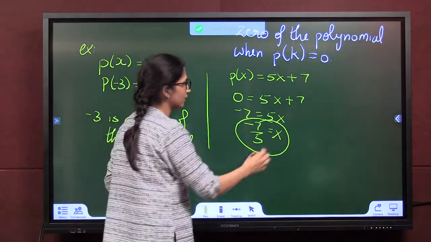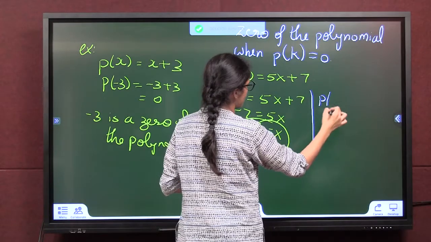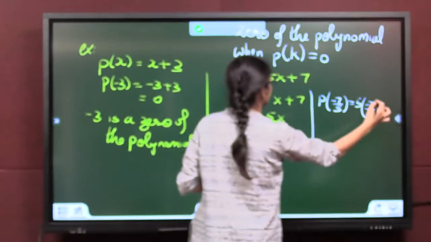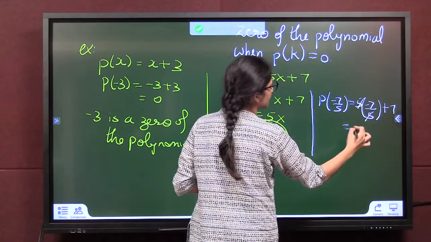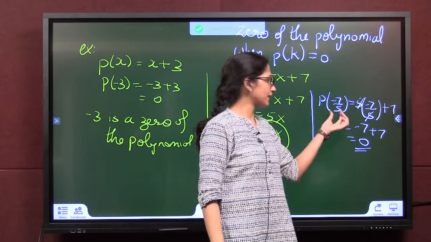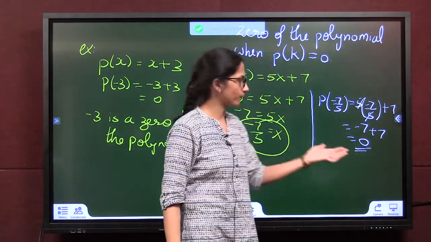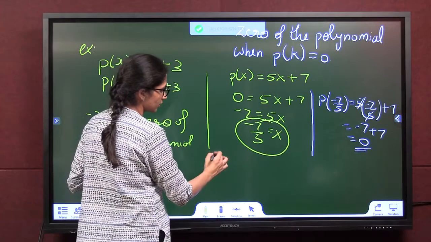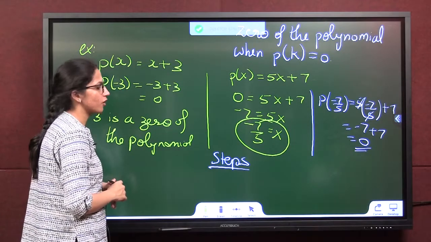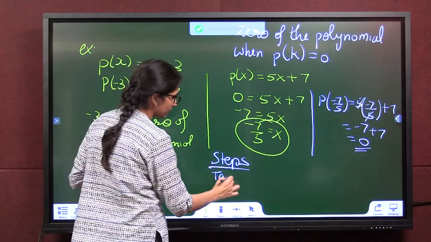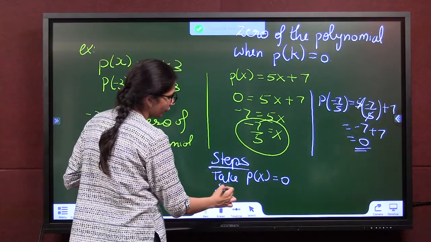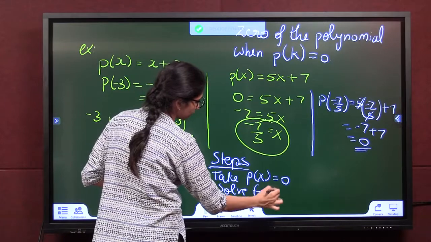Let's verify and check. P of minus 7 by 5 is equal to 5 into minus 7 by 5 plus 7. 5 cancels. Minus 7 plus 7, 0. See? When you put minus 7 by 5, the expression became 0. So you got the steps. So below this, write down steps to find the 0 of a polynomial. Take p of x is equal to 0. Solve for x. That's all.